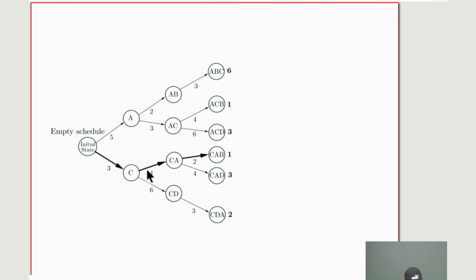So what is the cost, let's say, of initiating a task A from the initial state? The cost is 5. Initiating a task C, the cost is 3. And then following up with the task B, going from A will be 2, and making a task C after A will be 3, and so on. Okay, so this is the scheduling problem.